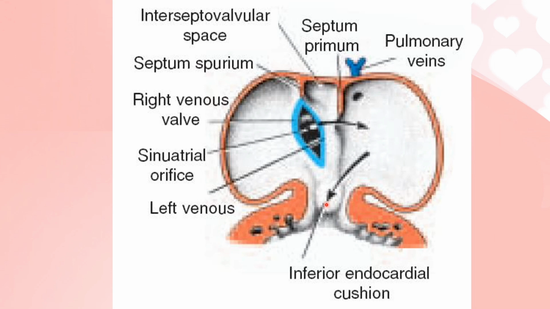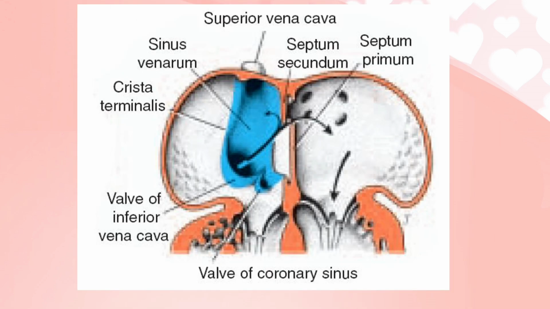These are the inferior endocardial cushion, and the septum primum has started to develop at this stage as well. So the septum spurium and left sinus valve have been fused with the septum secundum. Sinus venarum is now formed. This is the smooth walled part, and this is the crista terminalis, which is the dividing line between the smooth walled part and the trabeculated part of the original right atrium. And this is the valve of the coronary sinus, and this is the valve of the inferior vena cava.